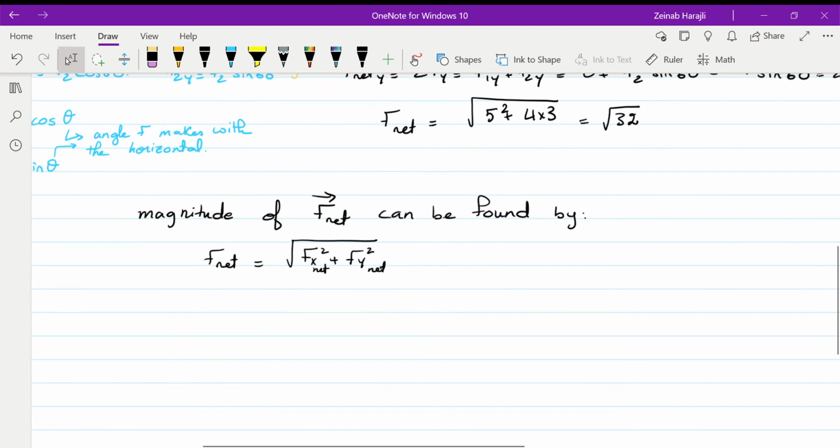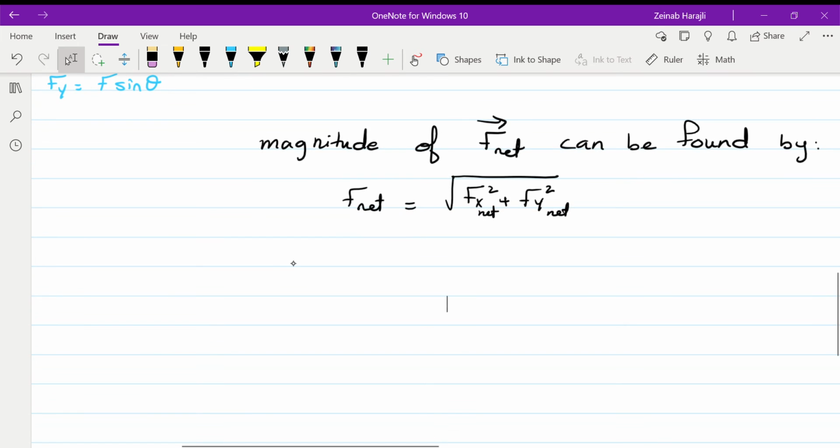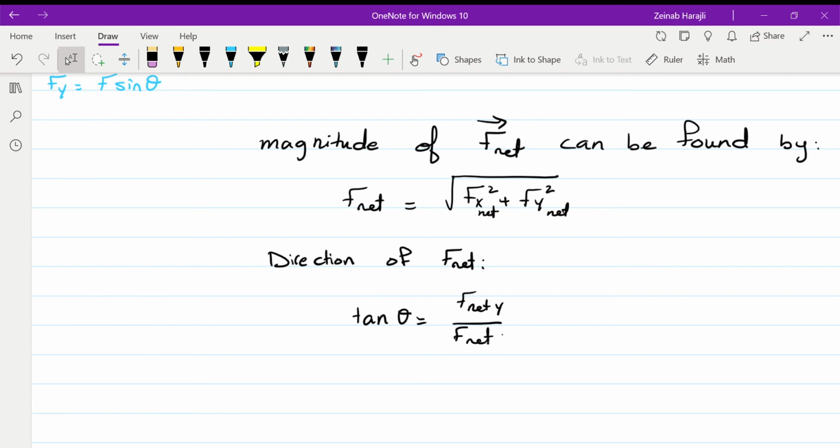We can also find the direction of our net force. Because forces are vectors, any force has to be characterized by a magnitude and a direction. The direction can be found by finding tangent theta, which is equal to F net y over F net x. So we can just apply this in order to find the direction of our force.